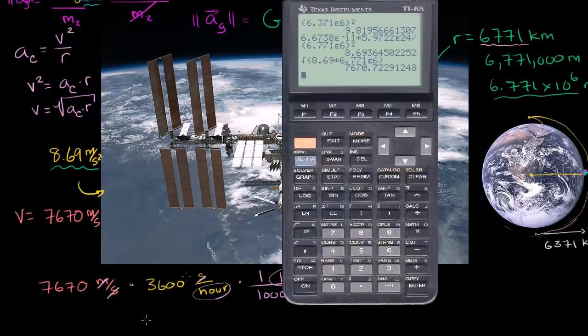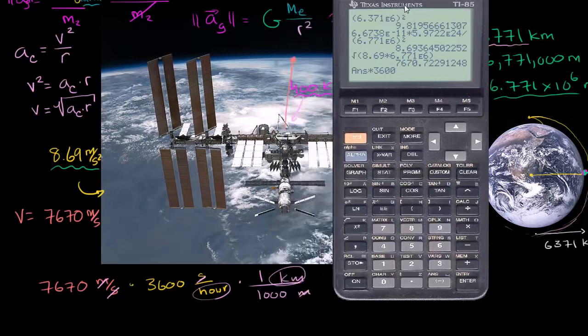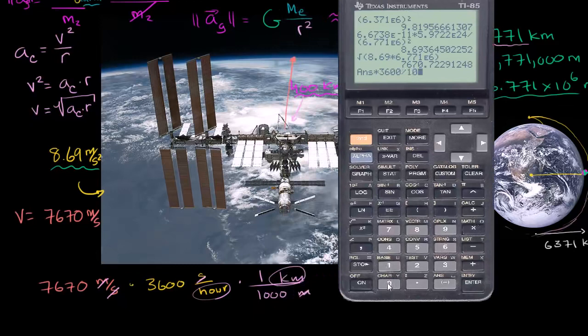So let's do that. That was our previous answer. We multiply by 3,600, and then divide by 1,000. So we really could have just multiplied by 3.6. And then we get roughly 27,600 kilometers per hour. So this is really an unfathomable speed. And you might be wondering, how does such a big thing maintain that type of speed? Because even a jet plane, which is nowhere near this fast, has to have these huge engines to maintain its speed. How does this thing maintain it?